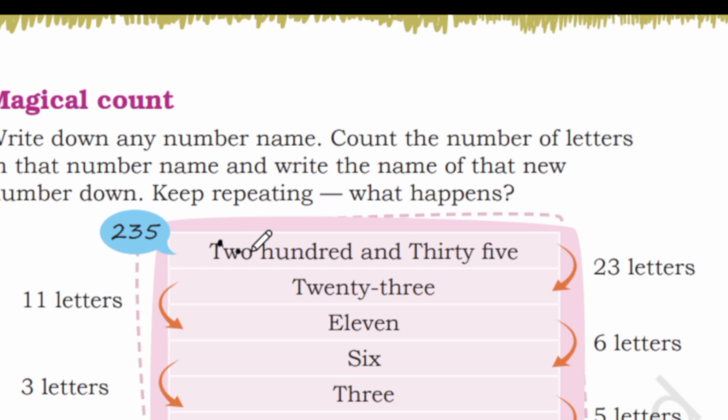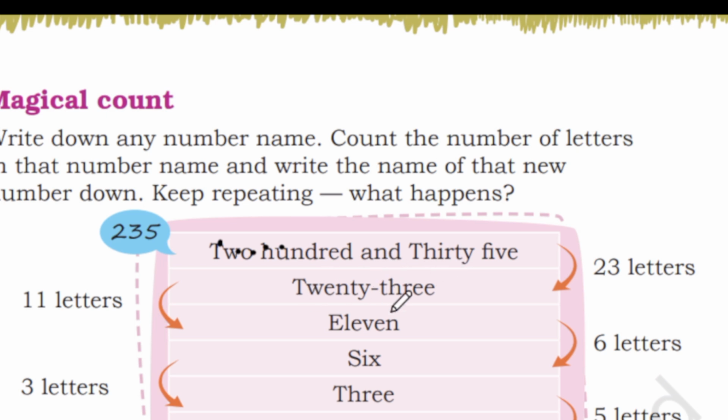So we have 1, 2, 3, 4, 5, 6, 7, 8, 9, 10, 11, 12, 13, 14, 15, 16, 17, 18, 19, 20, and also 21, 22, 23. So they are counting the entire letters, which is 23. Okay. So now they have written the number 23. So 23, let's count how many letters are there. 1, 2, 3, 4, 5, 6, 7, 8, 9, 10, 11.